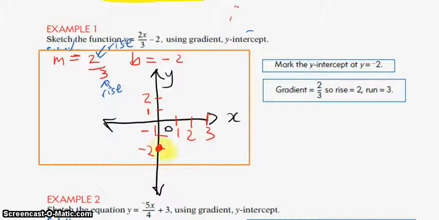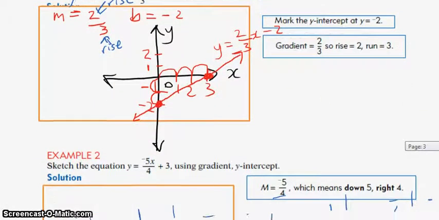So from here, up 2 is 1, 2, and a run of 3, so 1, 2, 3. That's where my second point goes. Grab your ruler and join those two dots. And again, write the name of the equation on the tail. And there it is. Gradient intercept form is my favorite way of graphing because it's just so fast.